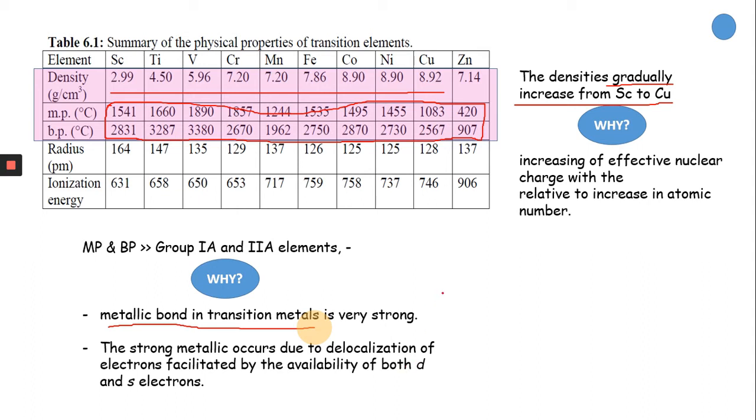For example, if you see the 3D, normally a transition metal, you fill in the 4s first, and then after that you fill in the 3D. But then sometimes an electron from 4s can move to 3D due to some reasons. So that's why it encourages a strong metallic bond.